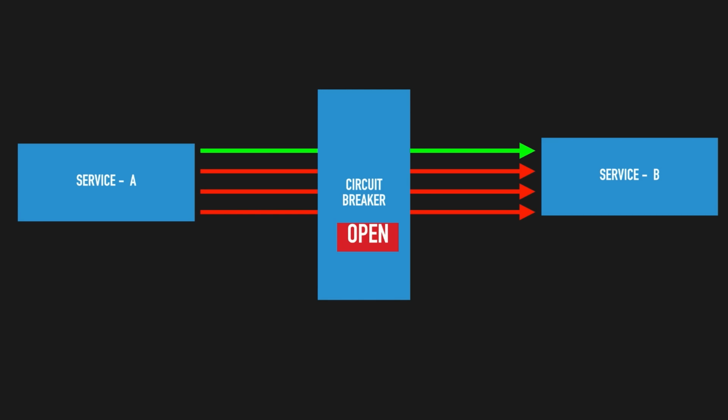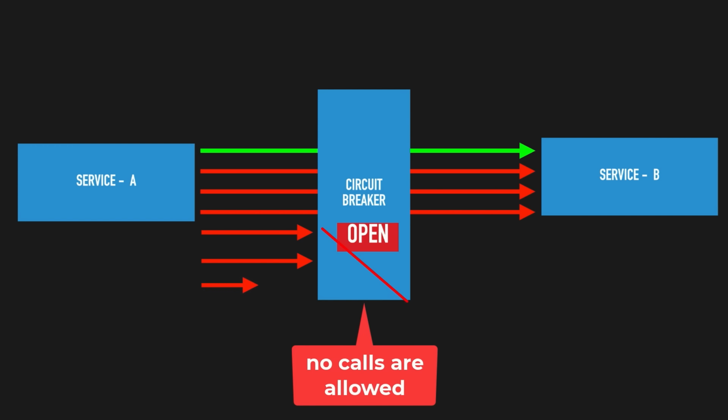In the open state, the circuit breaker does not allow any calls from service A to service B. As the circuit breaker is in the open state, it works as a mediator between service A and service B, and it is not passing the calls to service B. So service A is not overloading the service B server by hitting it multiple times. Rather, it is giving it time to recover.